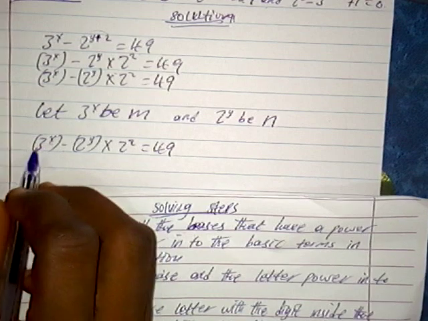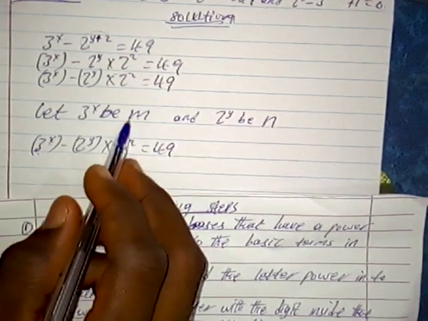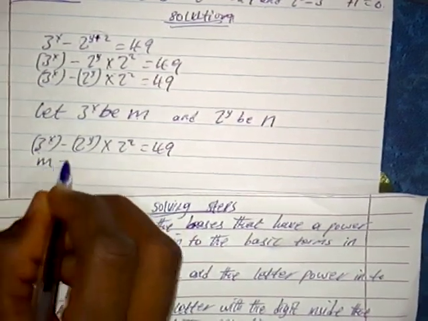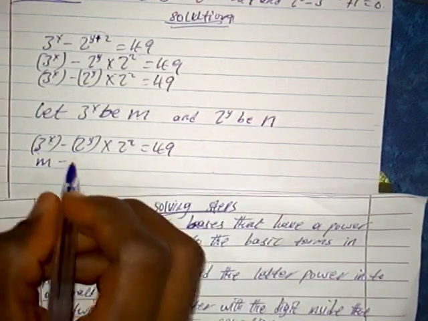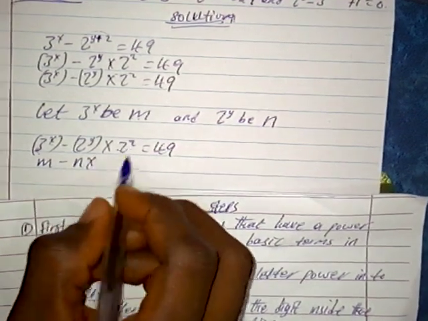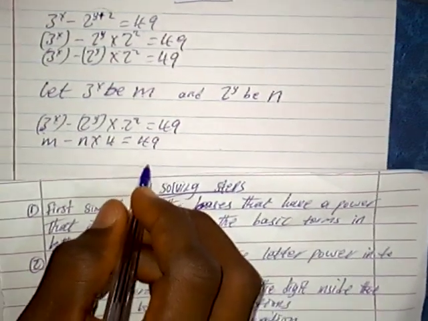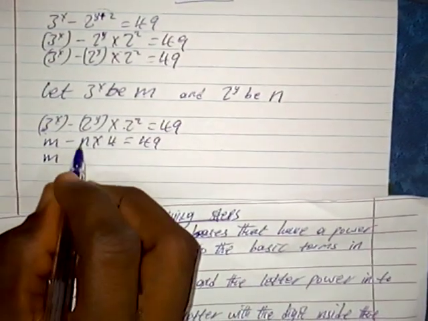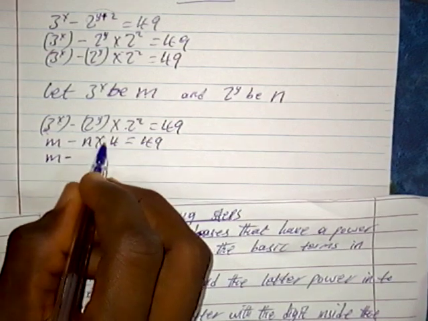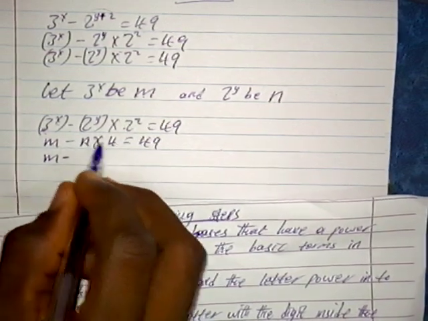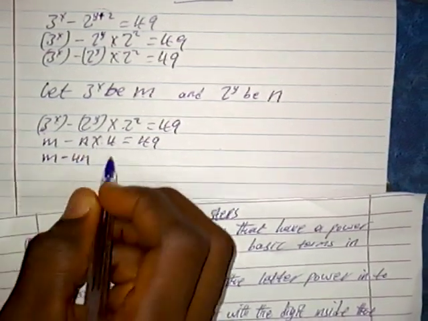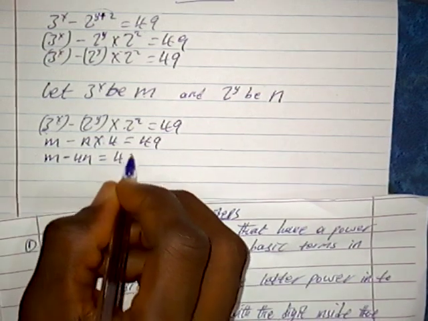3 raised to the power x is supposed to be what? M, according to what we are going to let it. So m minus 2 raised to the power y is supposed to be what? N. Times 2 raised to the power 2 is 4, equals 49. You see? Very simple. So m minus 4 times n, which is just 4n, right, equals 49.